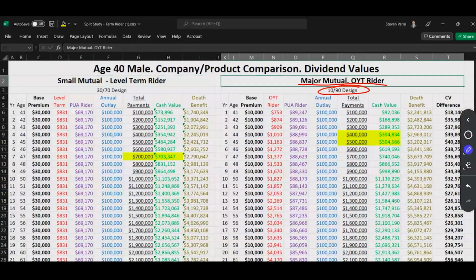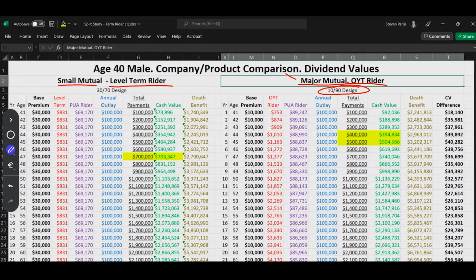So here, 1090 with one of the major mutuals. You'd probably be able to figure out what this is if you've watched any of our videos before, compared to that small mutual with a level term rider over here. So there's the 30K base premium. There's the level term rider premium, which does not increase for the 30-year period. And then the balance is being paid into PUAs.